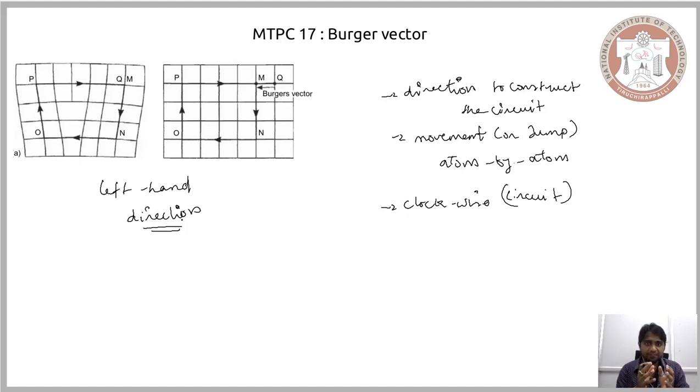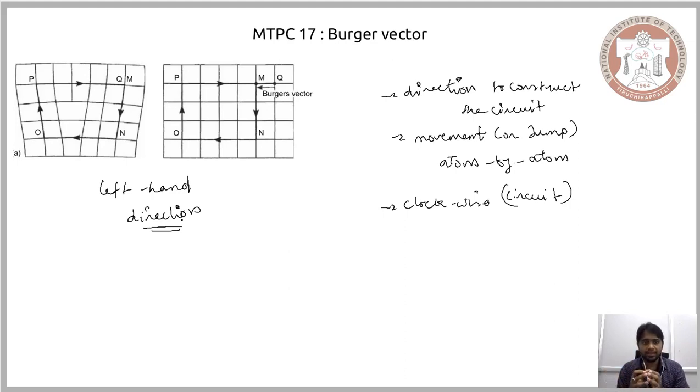Now, this difference in the Burger's vector, because of the direction of the path that you take, can be used to our advantage to distinguish different forms of a particular category of dislocation. Let me repeat. This distinction in the direction of the Burger's vector, brought about by the direction of the path that we take in the construction of the Burger circuit, can be used to our advantage to distinguish one form of the edge dislocation or screw dislocation from another form.